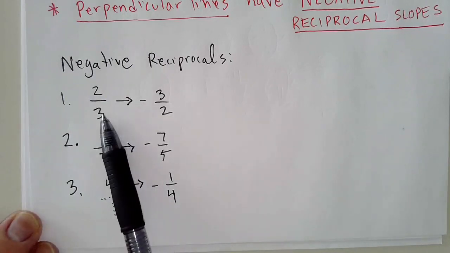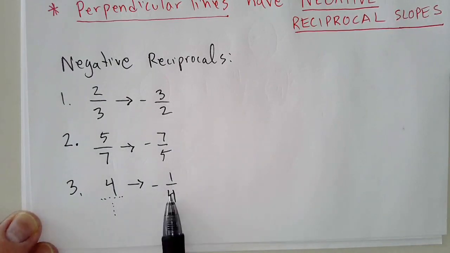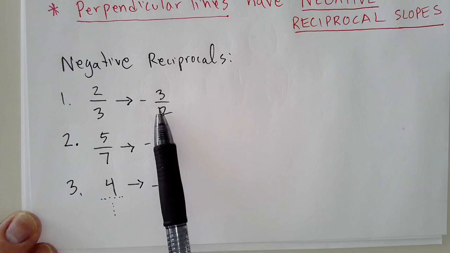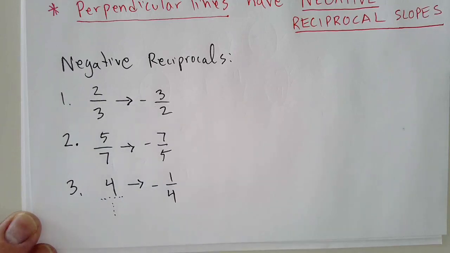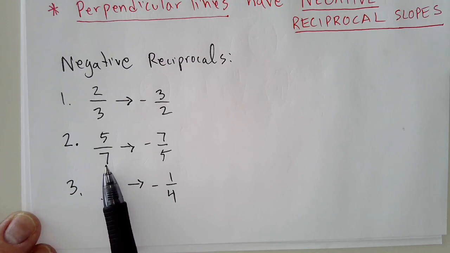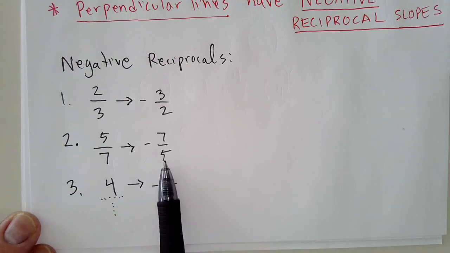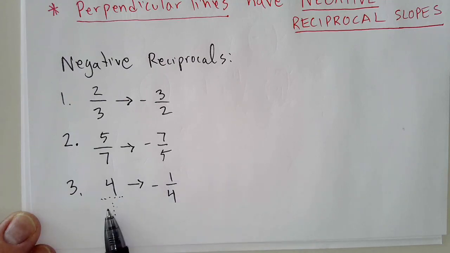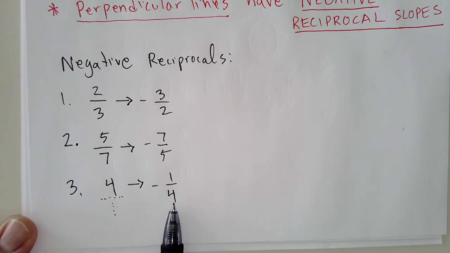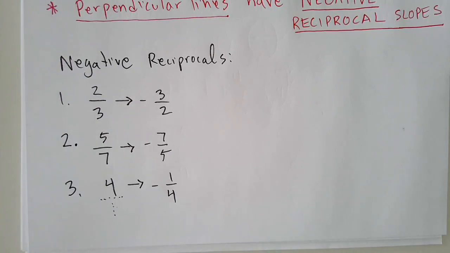And what I'm doing is I'm trying to show you slopes that are perpendicular to one another. So if a line has a slope of 5/7, then the line perpendicular to that has a slope of negative 7/5. If a line has a slope of 4, then any line perpendicular to that line will have a slope of negative 1/4. So that's what I'm getting at there.